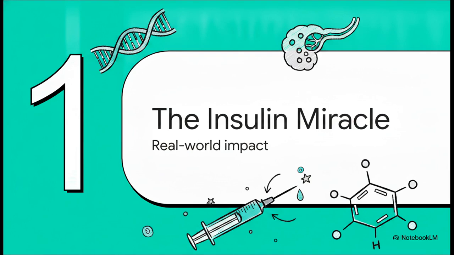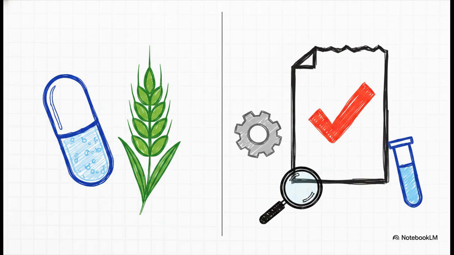Let's start with Section 1, the insulin miracle. We're looking at the real-world impact here. You know, grasping genetic engineering isn't just about passing a test. It is fundamentally crucial for the evolution of modern medicine and agriculture. But look, from a student's perspective, mastering these exact mechanics could literally be the difference between a B and an A on your next exam. So let's make sure you get that A.